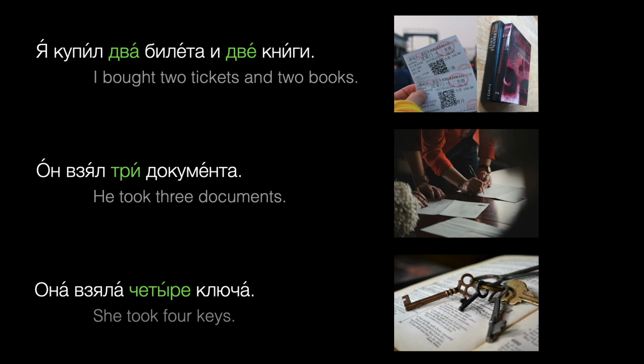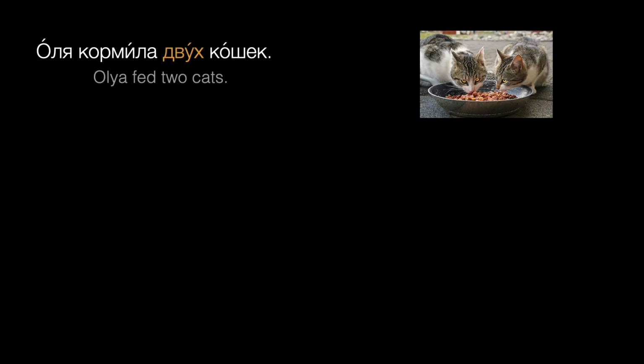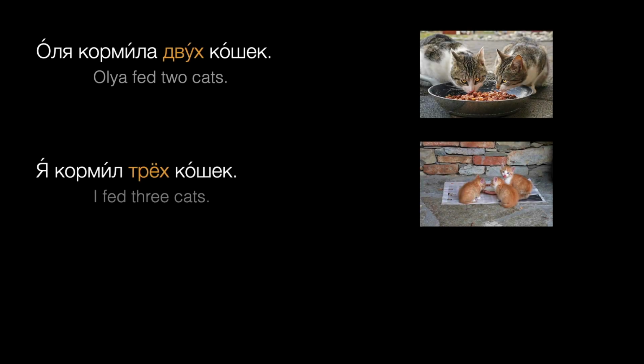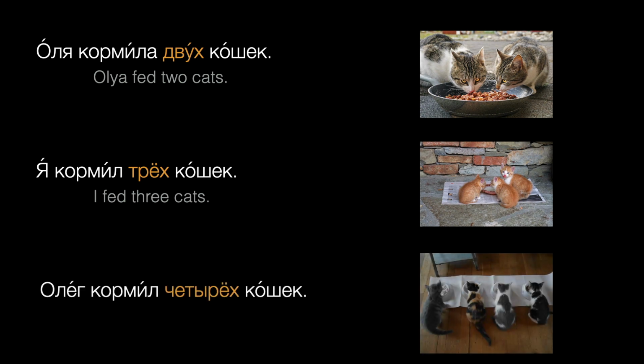Now, what about numbers with animate direct objects? Оля кормила 2 кошек. Я кормил 3 кошек. Олег кормил 4 кошек.